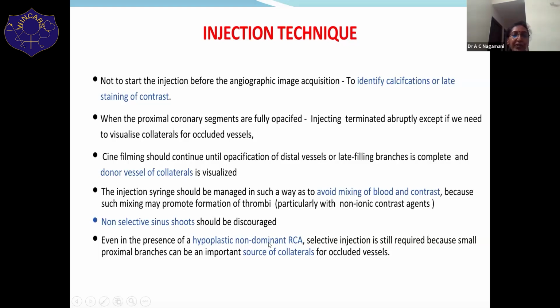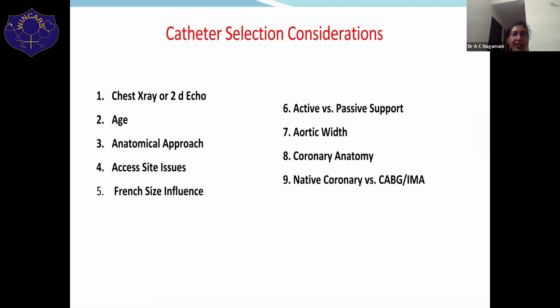Even in the presence of a non-dominant RCA, sometimes selective injection is required to identify an important source of collateral, if the left system has an occluded vessel. So how do we select the catheters?